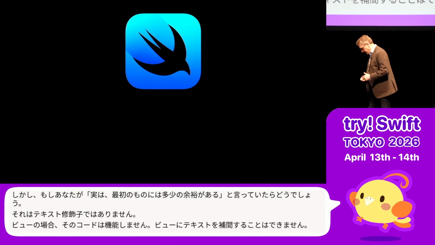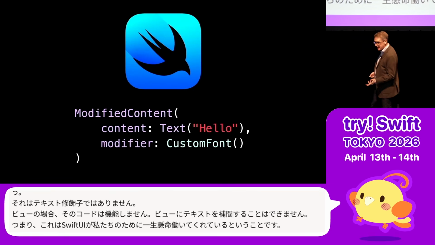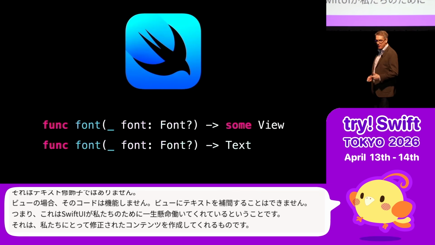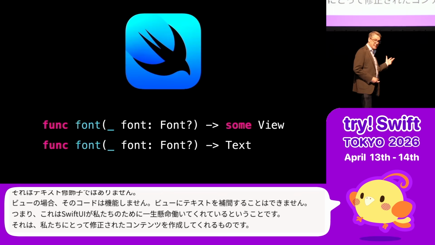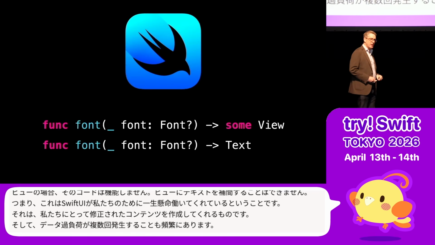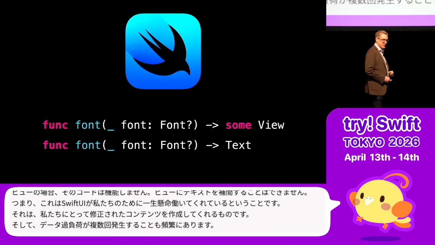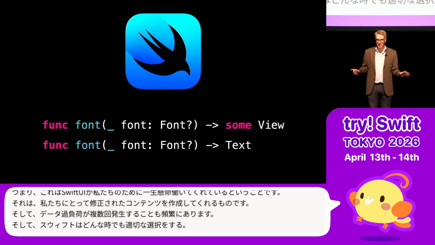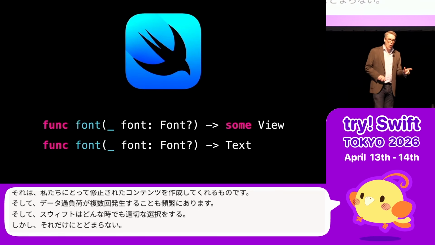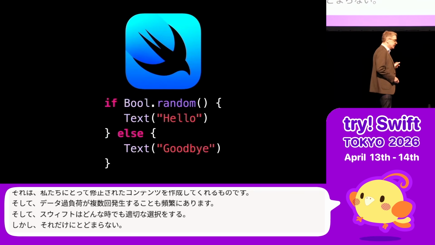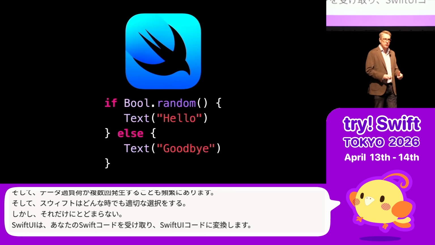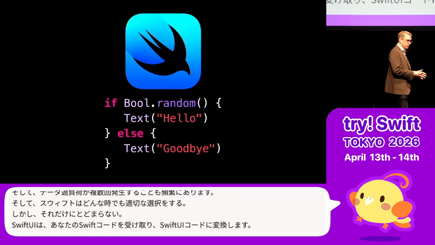So SwiftUI is working very hard for us. It's making those modified content things for us, and it often has multiple overloads of its modifiers, and Swift is choosing the right one at any given time. But it goes so much further. SwiftUI will take your Swift code and convert it into SwiftUI code. It turns your logic into views.